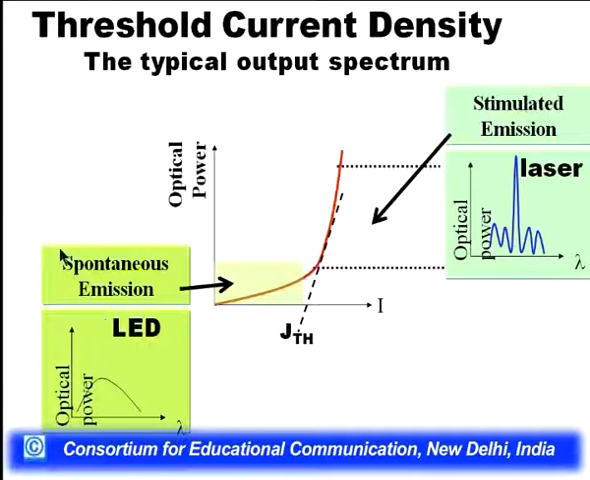Here in the case of spontaneous emission, for the optical power versus wavelength, we are having a broad band. But in the case of the laser, for the output power versus wavelength, we are having a sharp peak. This sharp peak is only because of the stimulated emission. Now this is the difference between the LED and the laser. LED is having a broad band and laser is having a sharp peak.